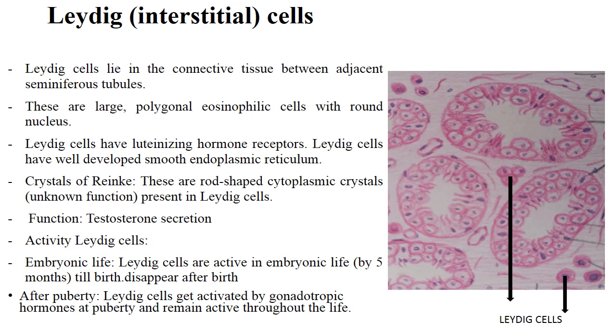And the activity of the Leydig cell: they are active in embryonic life by about the 5th month, and till birth they are active. After birth they will disappear. Again, after puberty, the Leydig cells get activated by gonadotrophin hormone, and they remain active throughout life after puberty.